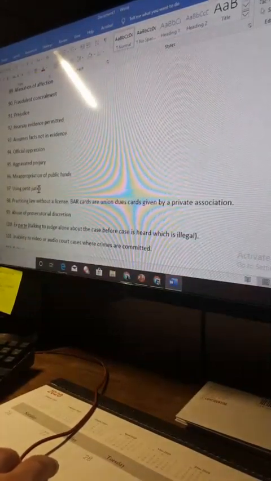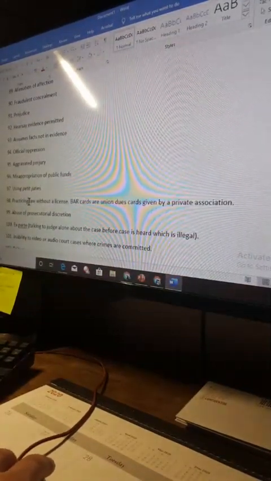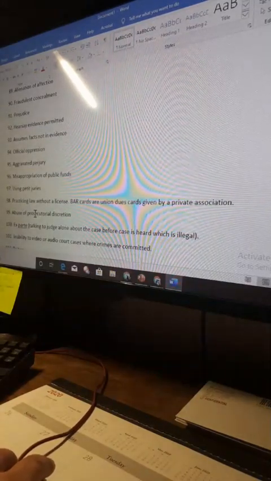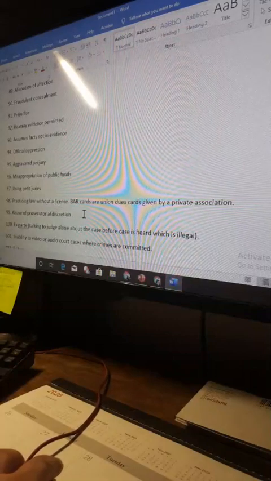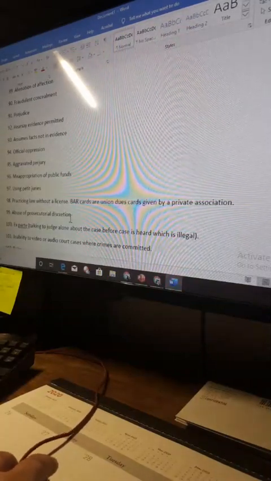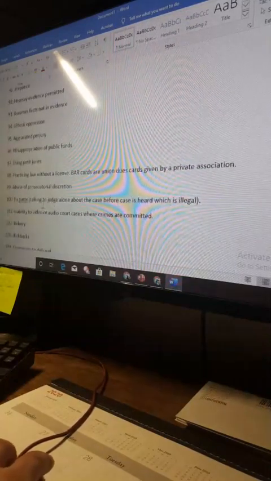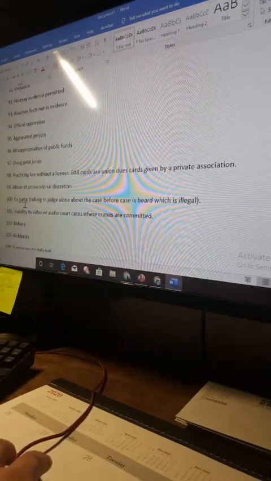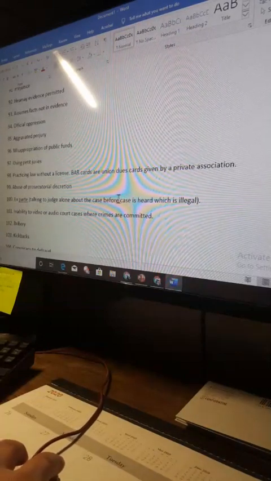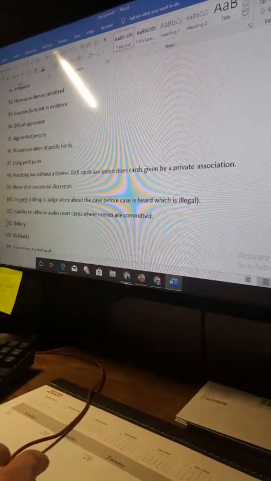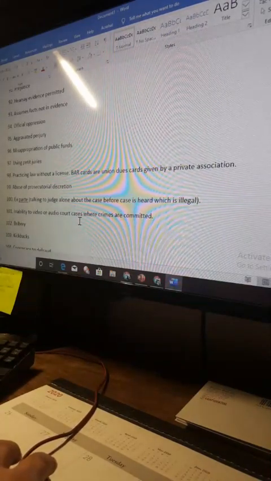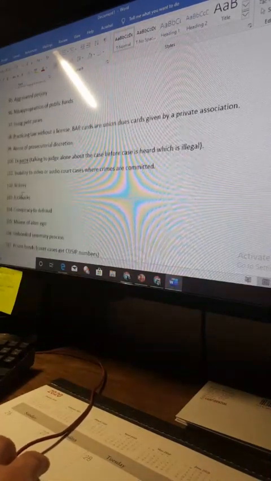Misappropriation of public funds, using petit juries. Practicing law without a license. Bar cards are union dues cards given by a private association. Abusive prosecutorial discretion. Ex parte, talking to the judge alone about the case before the case is heard, which is illegal. Inability to video or audio record court cases where crimes are committed.